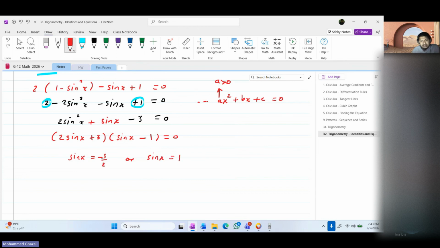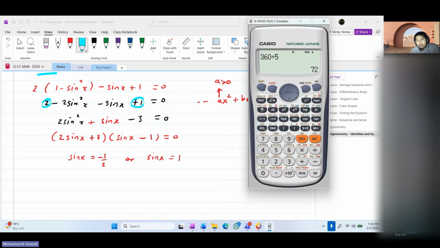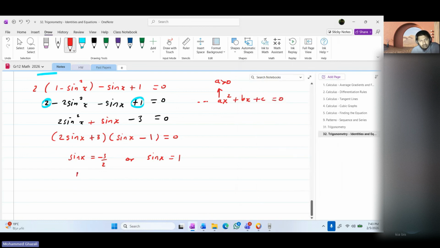Now this is very important because sine of x is equal to negative 3 over 2. If you try shift sine 3 over 2, you get a math error, which means you're going to write not applicable, right? You can't solve this because remember the range of sine can only be between minus 1 and 1. You know the sine graph, because sine x can only be between minus 1 and 1. That's the reason why you can't solve this equation. Sine of x can never ever be negative 3 over 2. But sine of x can be equal to 1.